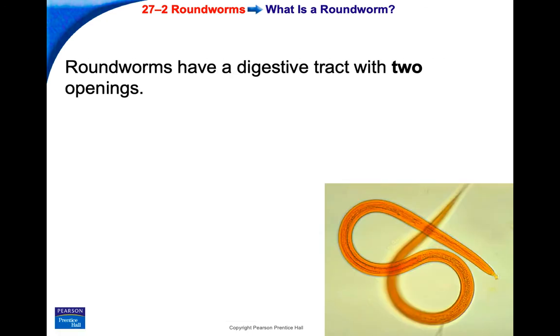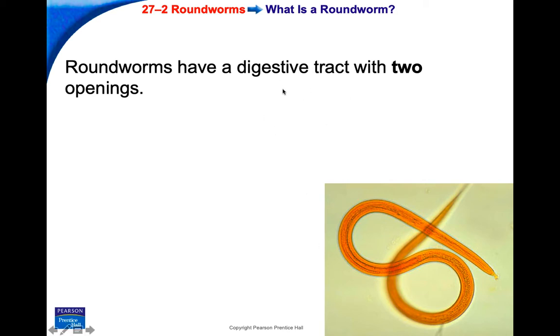Okay, the third characteristic I mentioned was that roundworms have a digestive tract with two openings. And I want to refer you back to flatworms, which only have one opening for their digestive tract. So food goes in through the mouth, moves around randomly inside the flatworm, gets digested, and whatever doesn't get digested comes out the same entranceway.